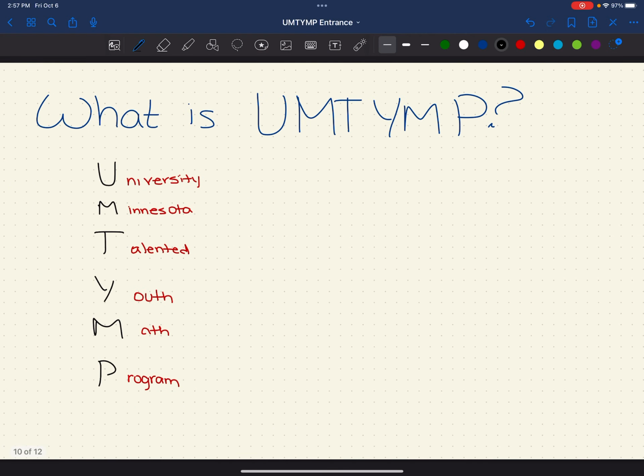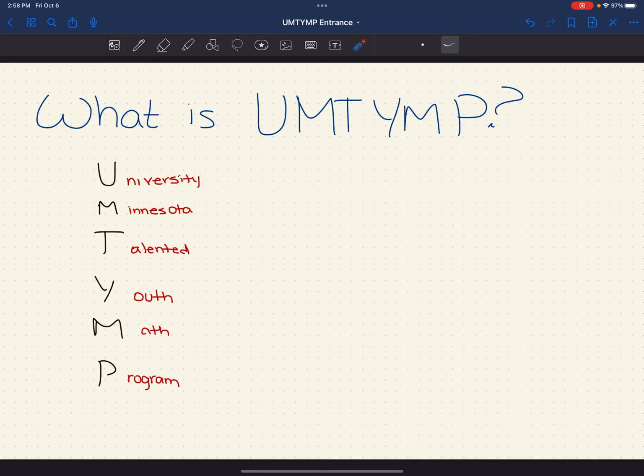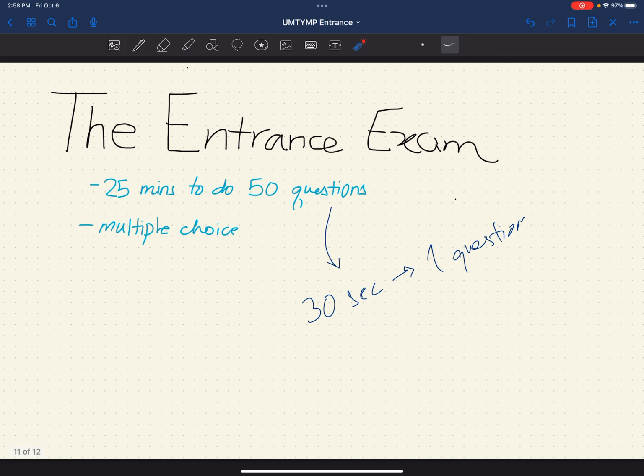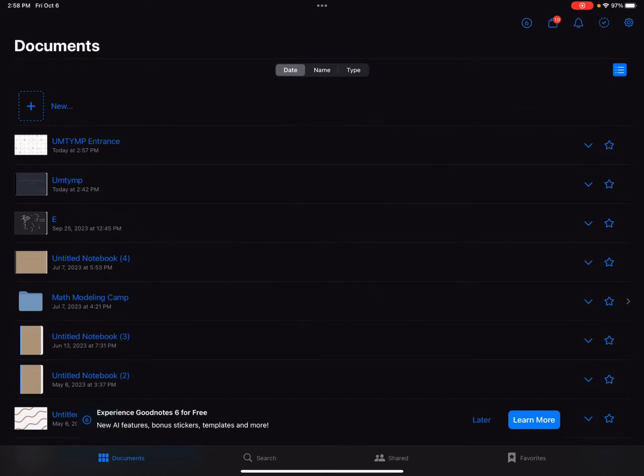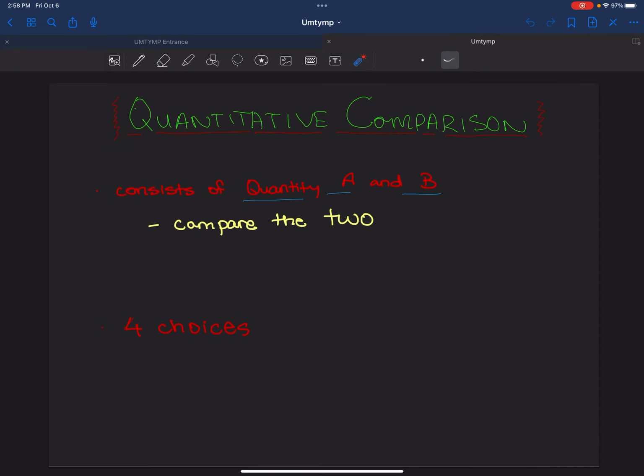Now, what is UMTYMP? It's an acronym, University of Minnesota Talented Youth Math Program. You don't need to memorize this. In other words, it's just a math program that's good for your college application. Now, the entrance exam, I already talked about this, but it's just 25 minutes to do 50 questions, and it's multiple choice.